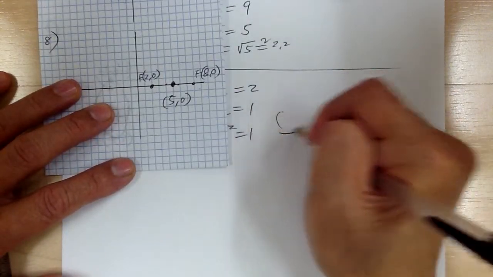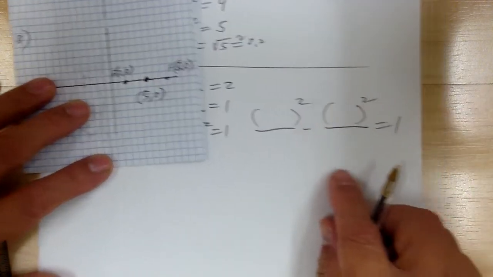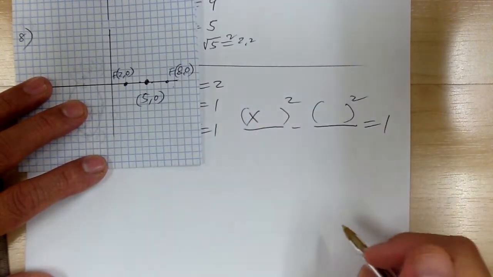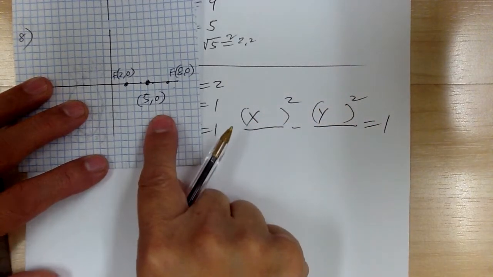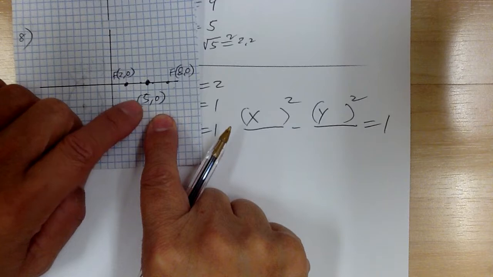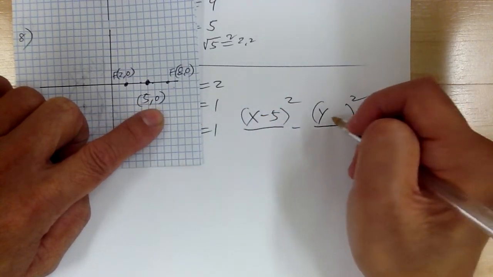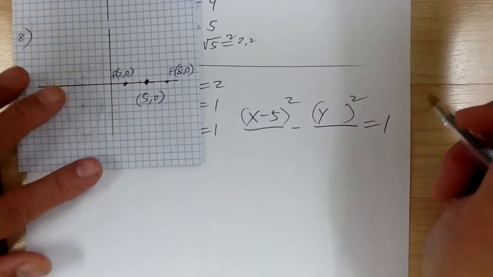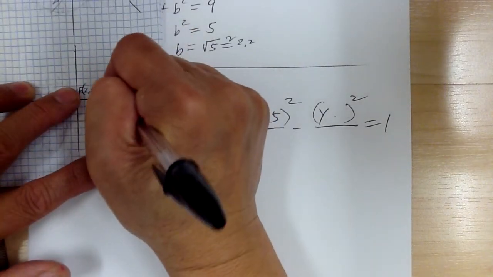So right away, get your template ready. This is x direction, so x comes first, and therefore y goes over here. And then your center is a 5, 0, so it'd be minus 5. And this one, since minus 0, you don't have to write anything. Okay?